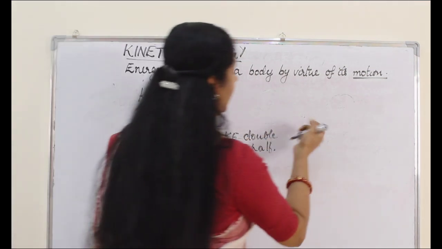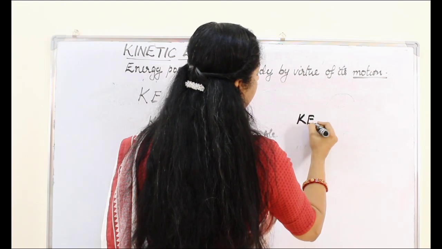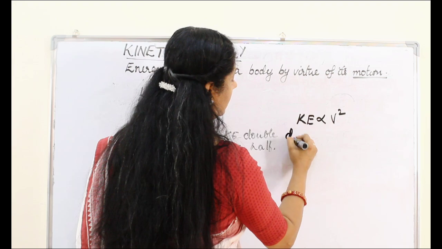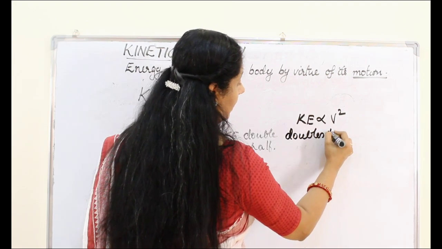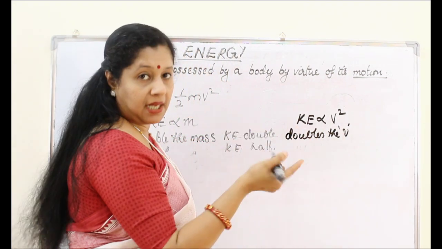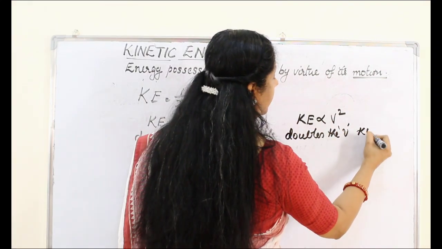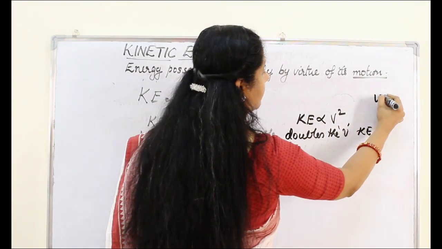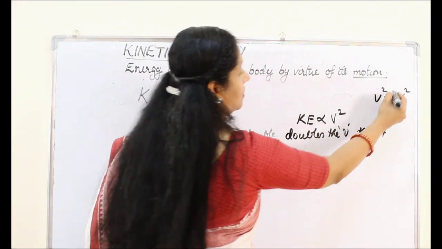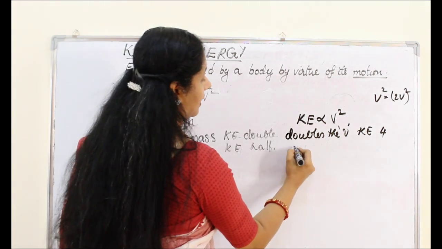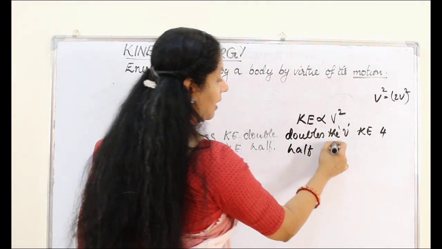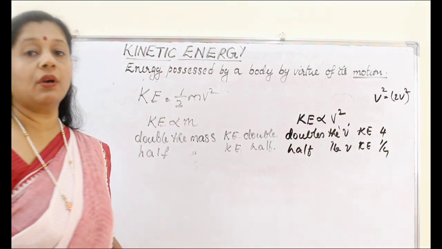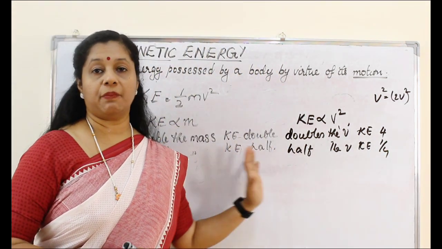So when it comes to velocity, KE is proportional to v square. So if I double the velocity, provided mass is the same, then KE, how many times will it become? 4 times, because 2 square is 4. v square becomes (2v) square, right? So it is 4. The same way, if you halve the velocity, then kinetic energy becomes 1/4. It will reduce to 1/4. Okay, so this relationship you have to remember.